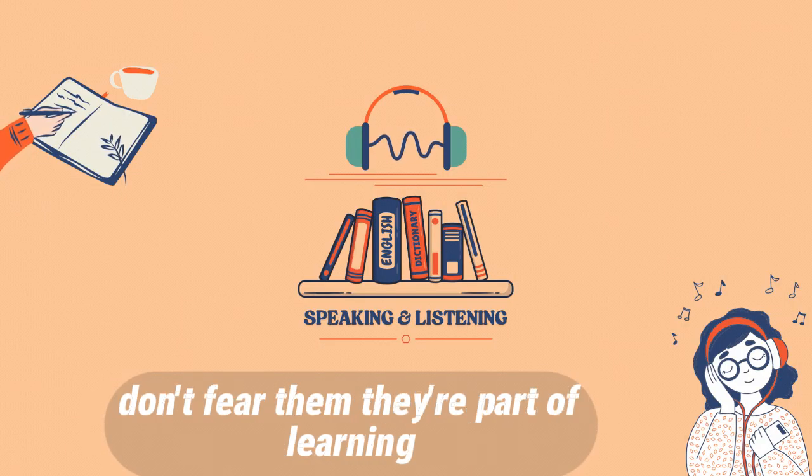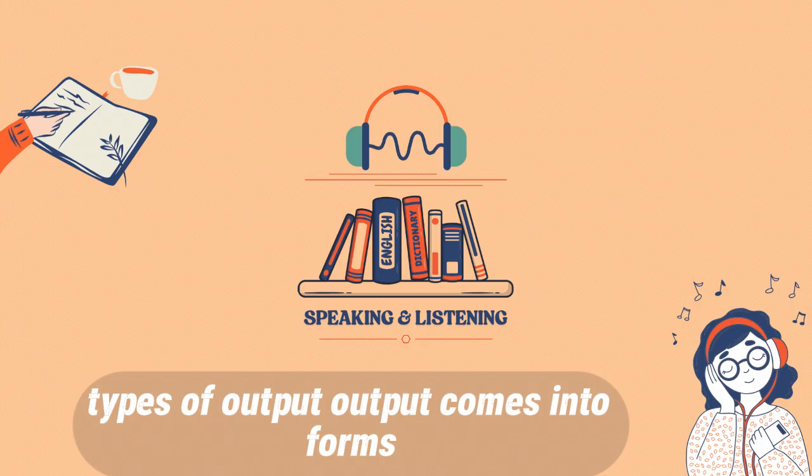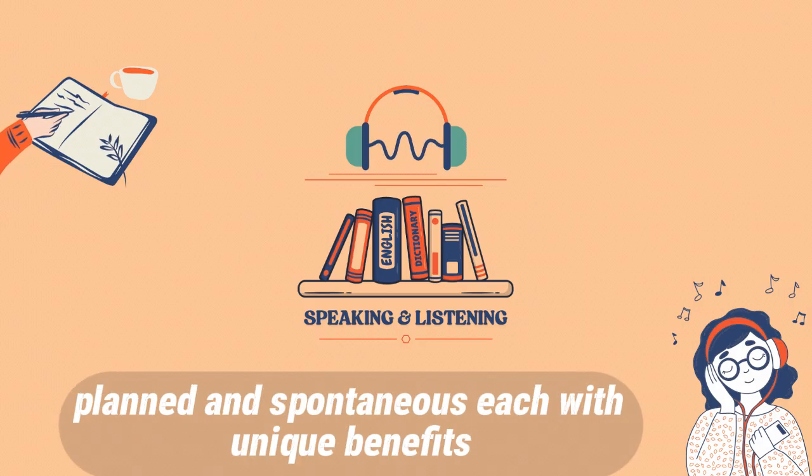Don't fear them. They're part of learning, just like falling while learning to ride a bike. Types of output. Output comes in two forms, planned and spontaneous, each with unique benefits.